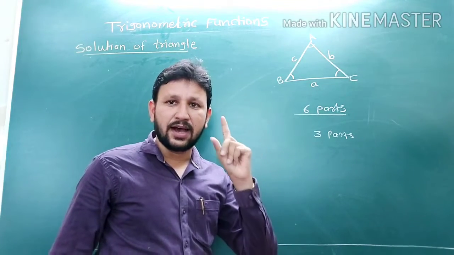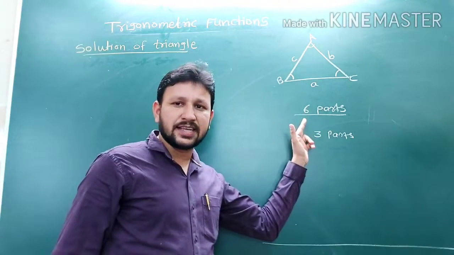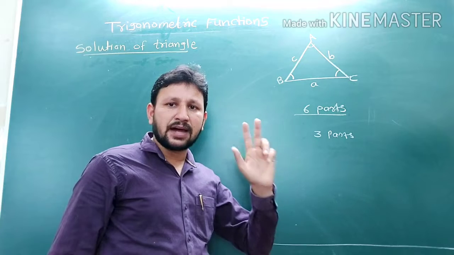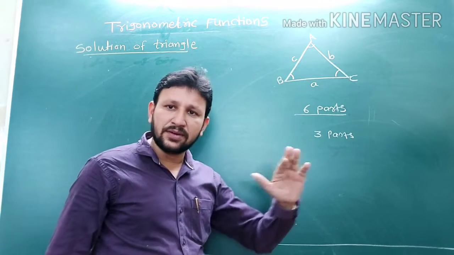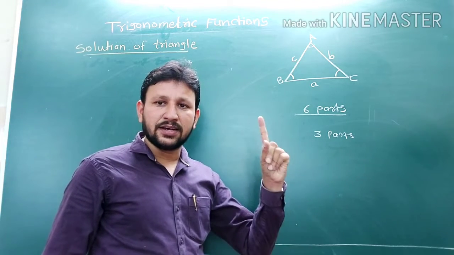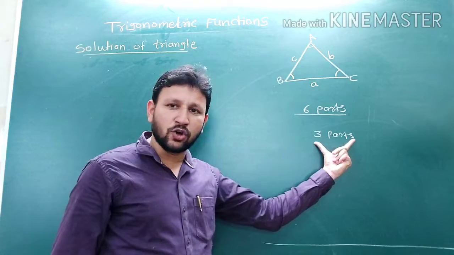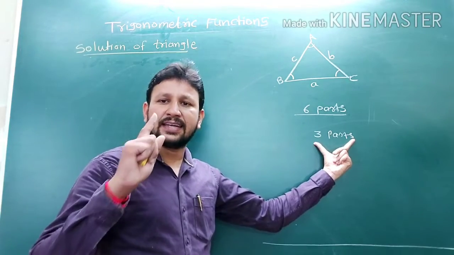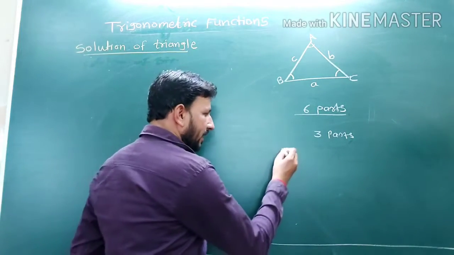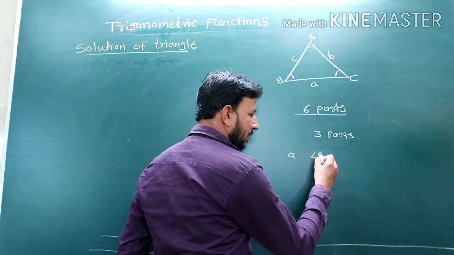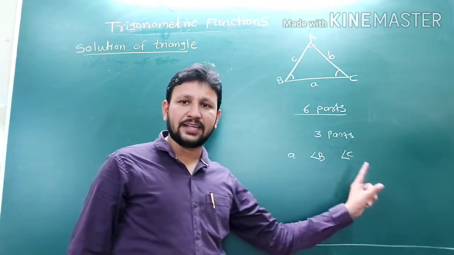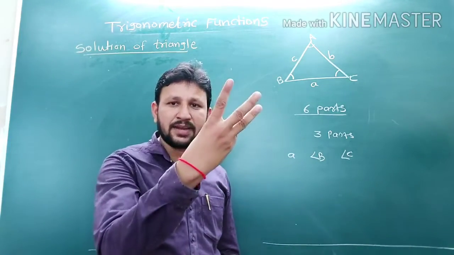then you can solve the triangle. I repeat again: the triangle has 6 parts in total. Out of the 6 parts, 3 parts are given, and you find the remaining 3 parts. The condition is that the 3 known parts contain at least one side. For example, side a is given, and angle B and angle C are given. These 3 parts contain one side and 2 angles. Then we can find the remaining 3 parts.